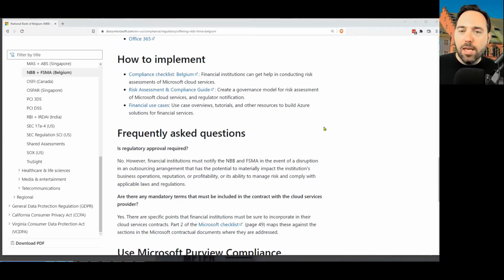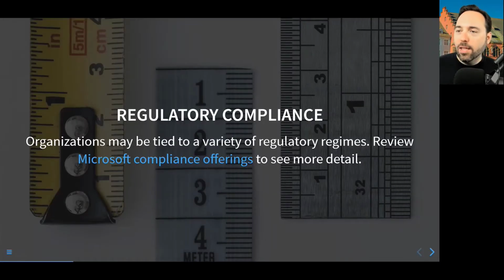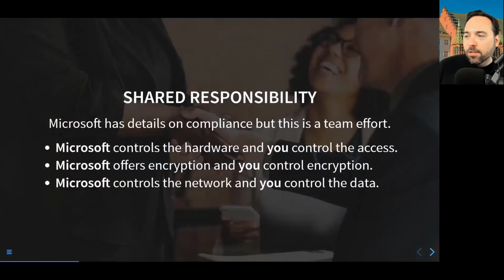One of the key points to make in that area is that regulation is a two-way street. Microsoft provides part of the answer, but you have to provide the rest. Typically, Microsoft is going to control the hardware, and you'll control the access to the hardware. Microsoft can offer encryption, but you can bring your own as well, and you control how things get encrypted. Microsoft controls the network, but you're controlling the data.